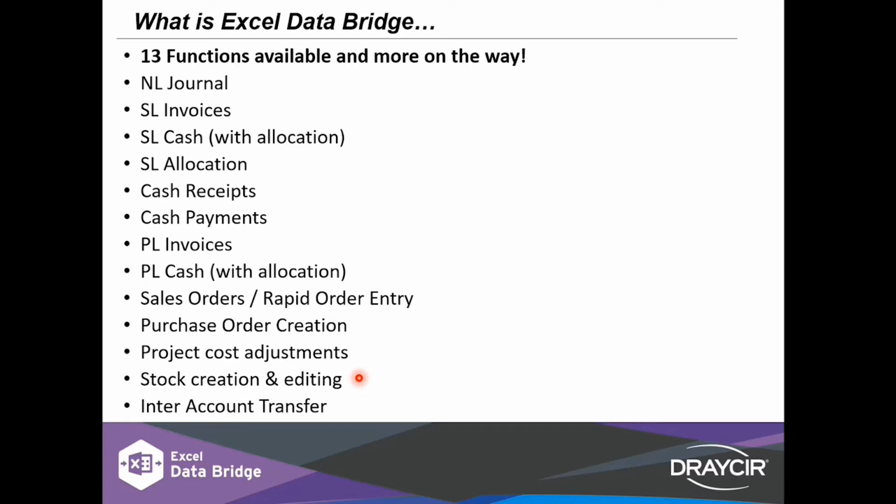Because earlier in the year, or the end of last year, Brexit hit, and all of a sudden everyone needed to add commodity codes and country of origin to their stock items, which they might not have previously had. So they had to do that in usually a very manual way, or you had to run SQL scripts, or do this, that, and the other. If you need to edit stock, we can do that using our sheet.